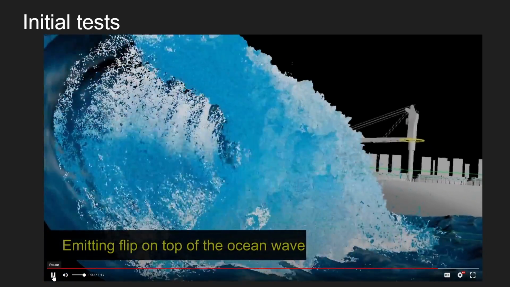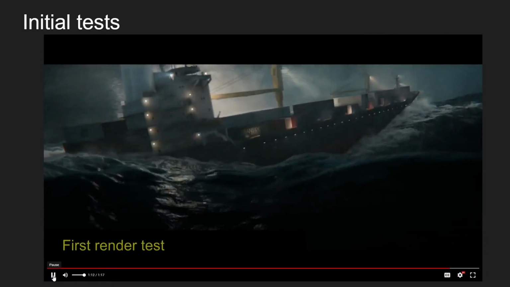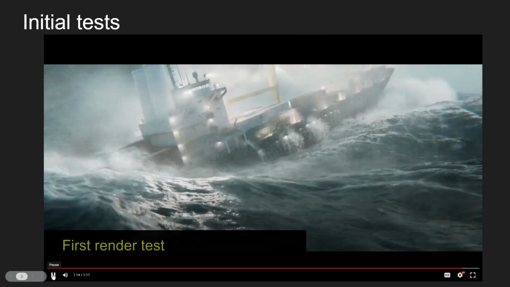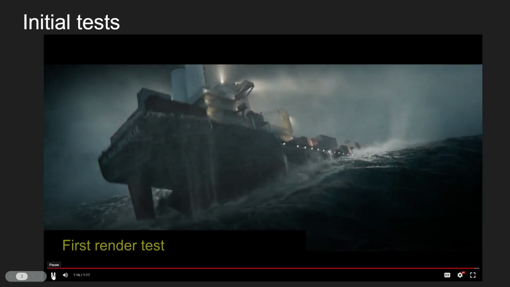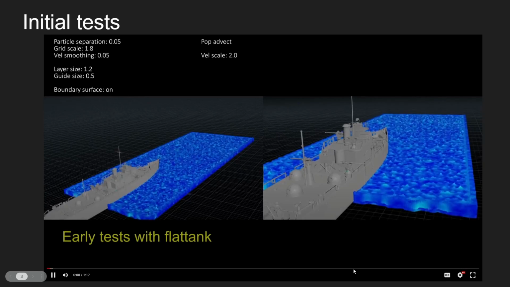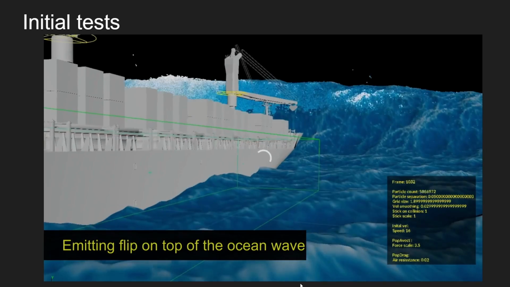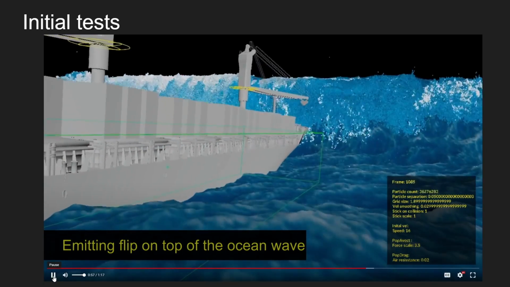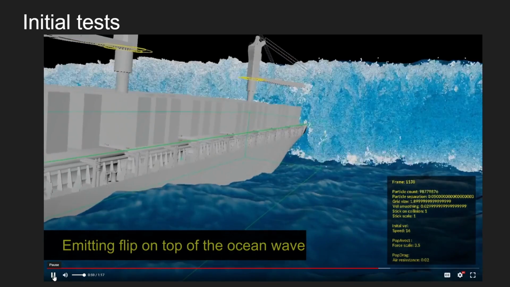So you will get some water breaking at the top, but the way the wave behaves, like a huge mass of water, it's very controllable. Basically, with a few sliders, you can control the overall shape of the wave, and just add some flip simulations on top of that. Okay.